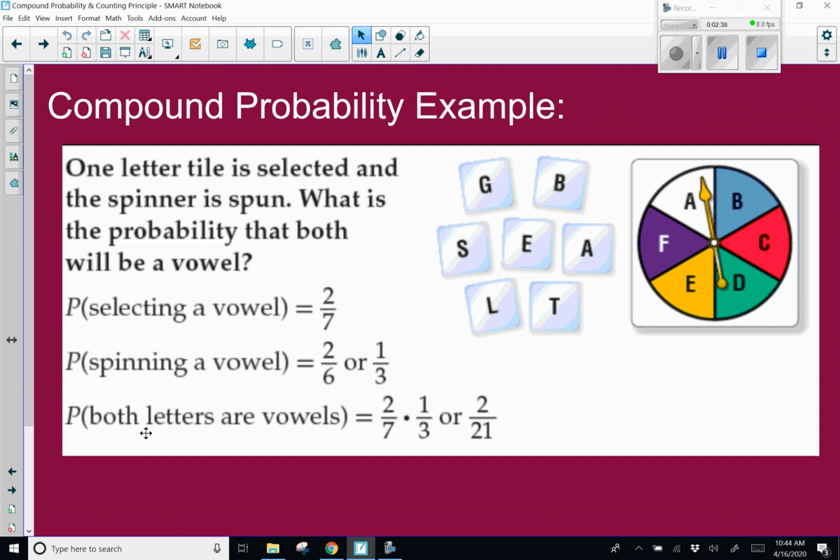Now the probability, this is where it becomes a compound event. Each of these were simple probability problems because it was one event, but now it becomes a compound probability because there's 2 events happening. Probability that both letters are vowels, well, we're just going to take the probability from the first one and the probability from the second one and multiply those together. And you can see 2 times 1 gives you 2, which is your numerator, and 7 times 3 gives you 21, which is your denominator. So the probability that you get a vowel on both events is 2 out of 21.